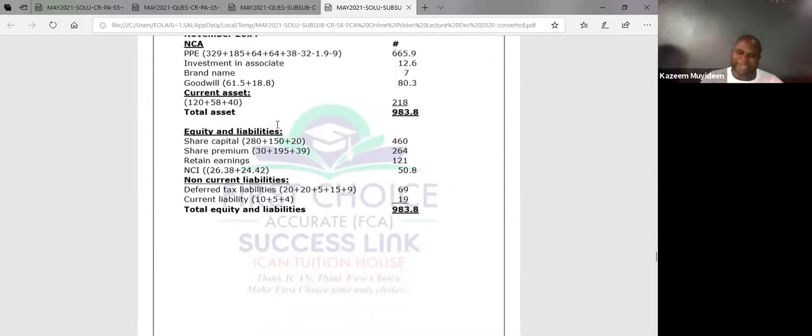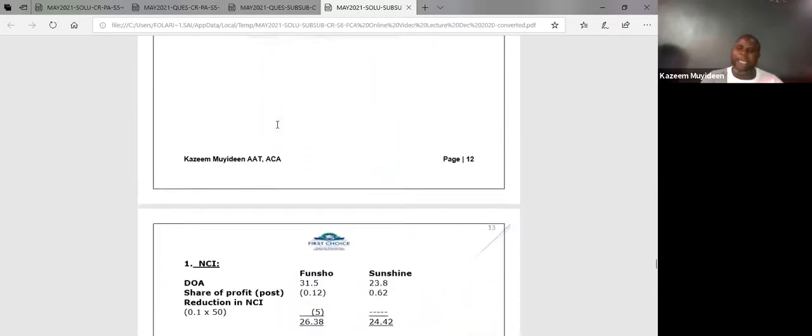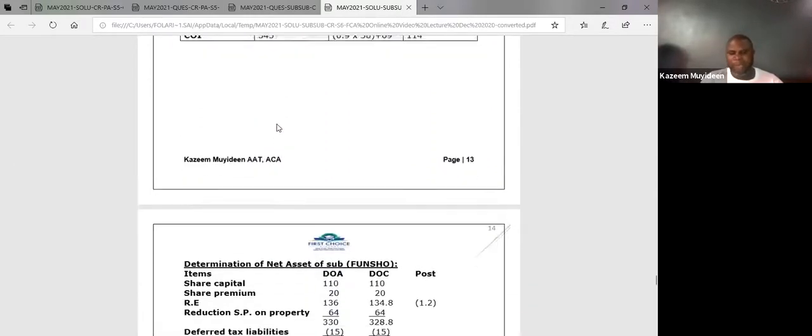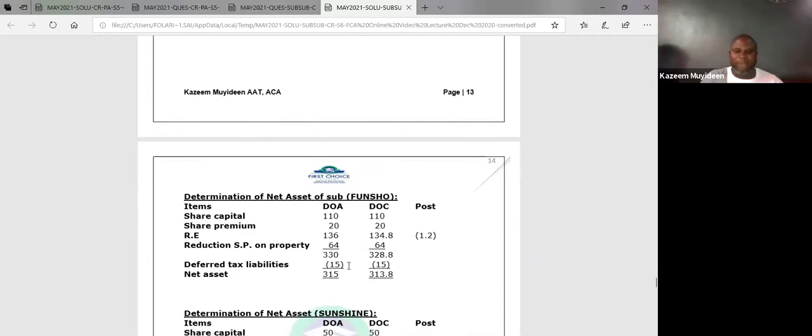He said he has created a deferred tax liability, and they did not say it has changed. So 330 minus 15, it does not change. Sometimes it changes, and we are going to treat that kind of question. The effect of deferred tax on group accounts, ICAN has not tested at all.